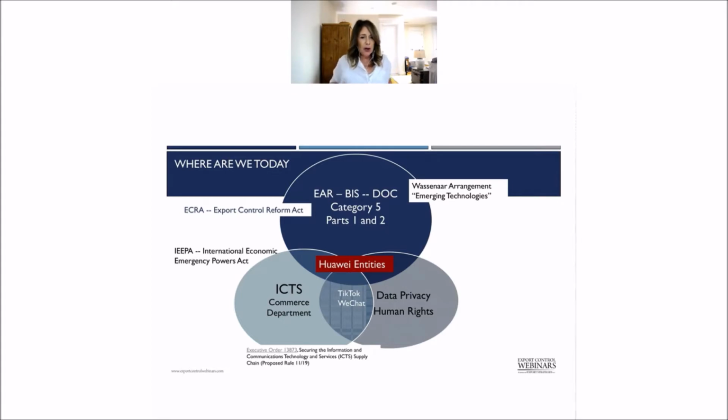I'm a visual learner, and whenever I'm trying to figure something out, I draw diagrams to help me. And so I came up with a new Venn diagram to hopefully help explain where we are today, because today we are in a challenging position in so many ways.